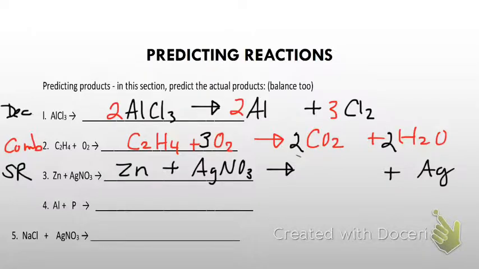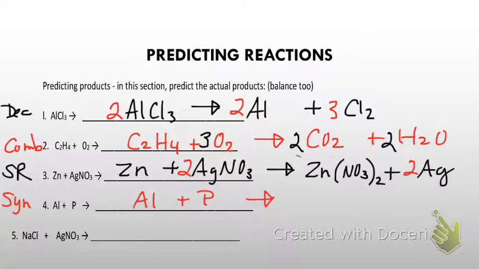All right, I need to put zinc and nitrate together. What is the charge of a zinc when it's in a compound? +2. And what's the charge of a nitrate? -1. So how would I put those together? There we go. So now I need to balance. So I have 2 nitrates, so I'm going to put a 2 there, and then that makes it very easy to balance silver. Cool?